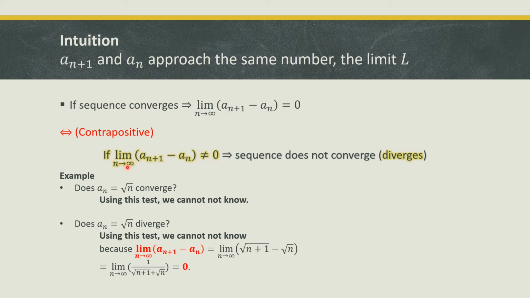Now, if this is not satisfied, we cannot say whether it converges or diverges. And in fact, we already know from intuition that square root of n actually diverges, right? Because as n gets bigger and bigger, its square root also gets bigger and bigger. So from intuition, we know that this diverges.